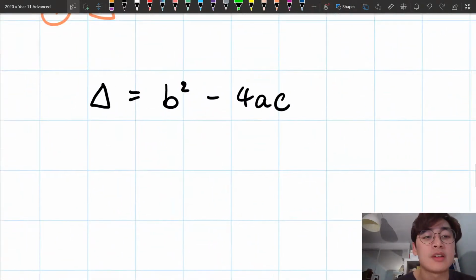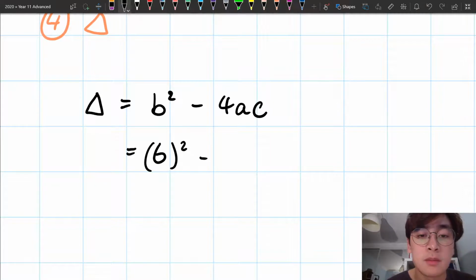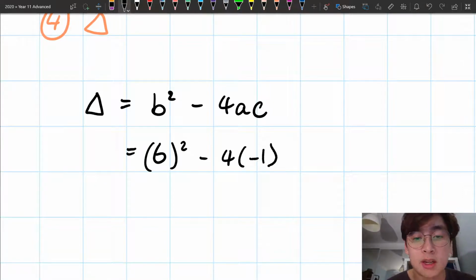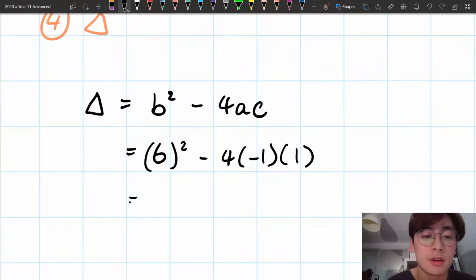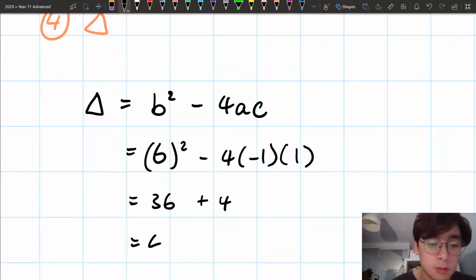So all I do is I substitute this into my discriminant equation. So I've got 6 squared minus 4 times minus 1 times 1. That's 36 plus 4, because I've got 6 squared, and I've got 4 times minus 1, which will make it positive 4 times 1, which just stays positive 4. So it gives me 40.